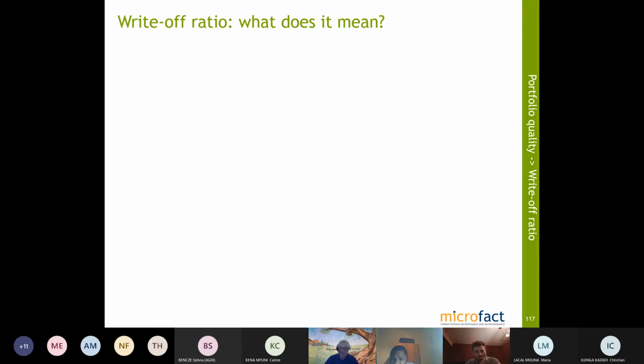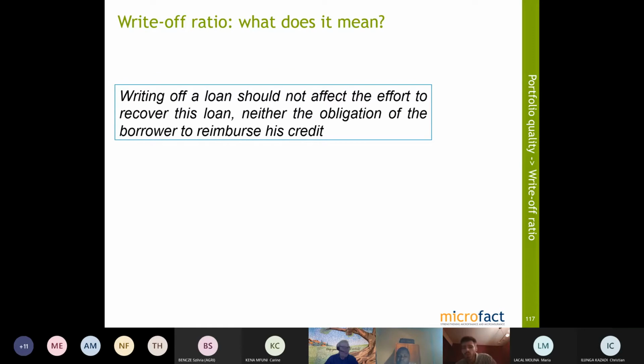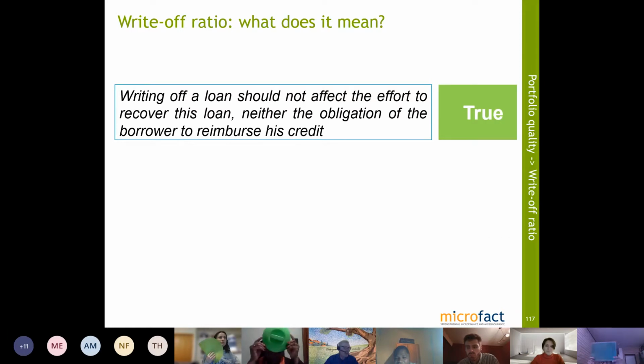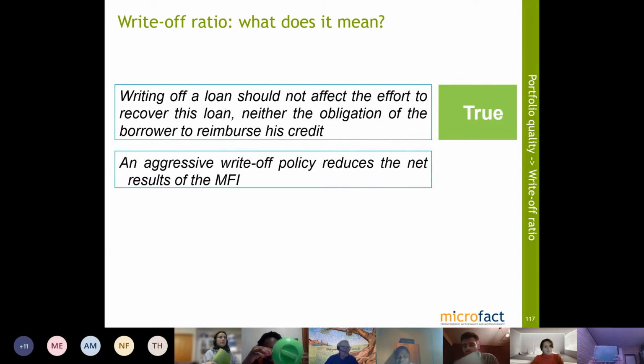So if you use your colors again, this is saying it should not affect the effort to recover the loan or the obligation of the borrower to reimburse his credit. Yes, you are really paying very good attention. An aggressive write-off policy reduces the net results of the MFI. Actually, this is not a good question. So every answer is correct, what you're saying now.